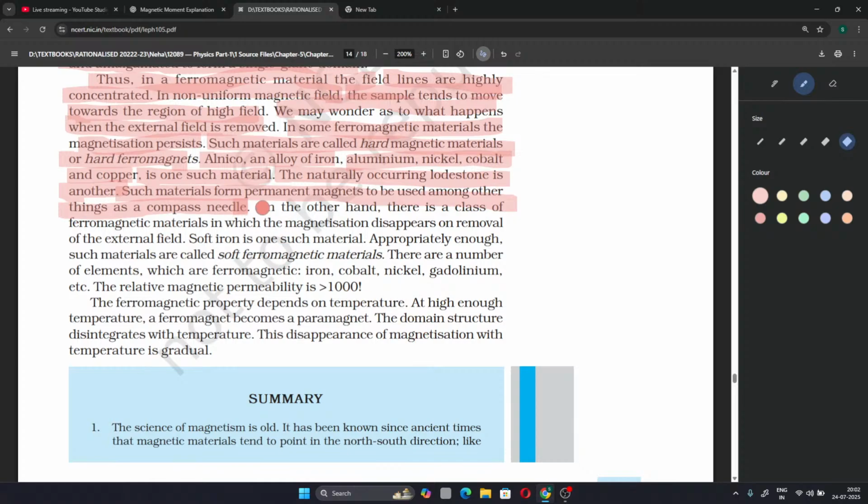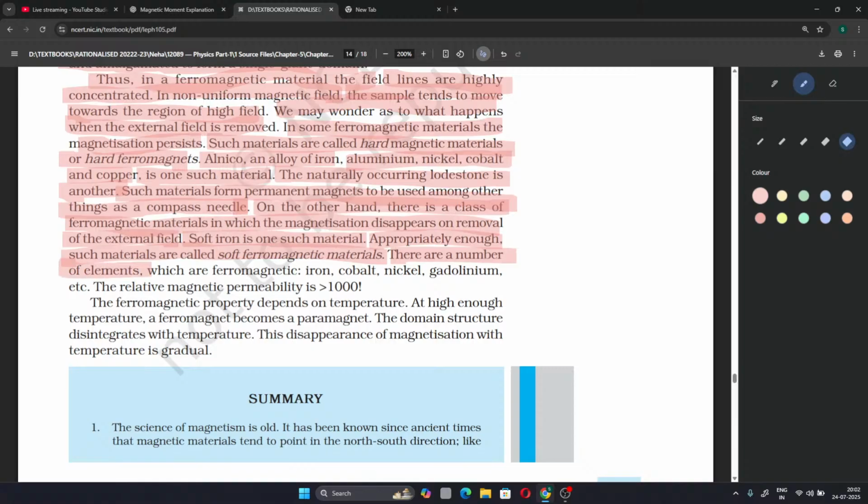On the other hand, there is a class of ferromagnets in which magnetization disappears on removal of the external field, the exact opposite of persistence. Soft iron is one such material. Appropriately enough, such materials are called soft ferromagnetic materials. Soft iron is a ferromagnet, but the magnetization persists only as long as there is a magnetic field. After the magnetic field is removed, the magnetization is lost.